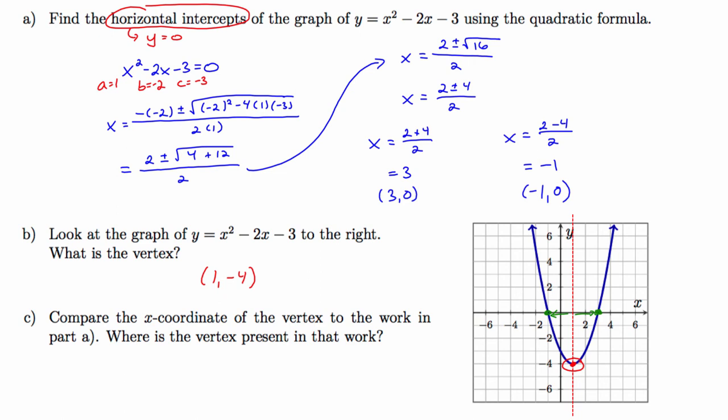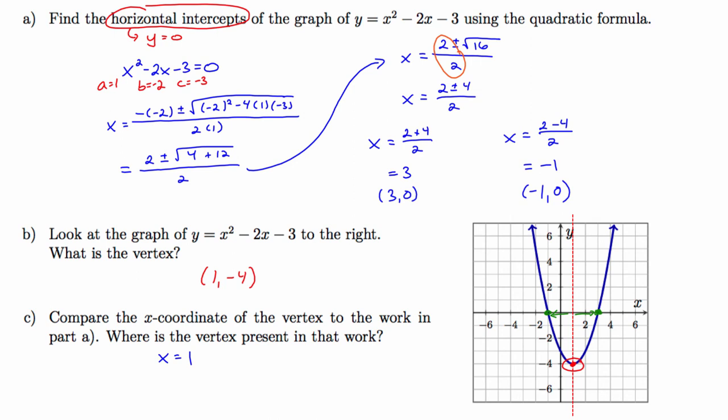In part C, we want to compare the x-coordinate of the vertex to the work we had in part A, when we were finding the x-intercepts using the quadratic formula. We know from the graph that the x-coordinate of the vertex is 1. If we look back to the quadratic formula and all the work that we did, the fact is that this x-coordinate of 1 was subtly hidden inside of the quadratic formula. If you ignore the plus or minus component of our work, and just consider the opposite of b over 2a, right there is the x-coordinate of the vertex.